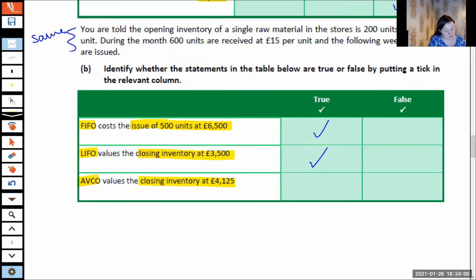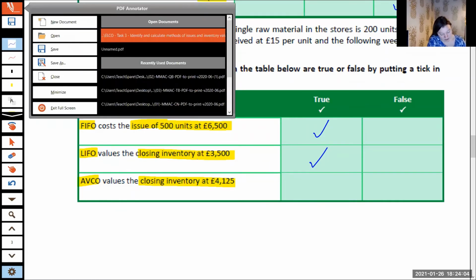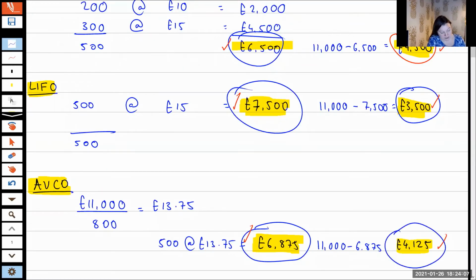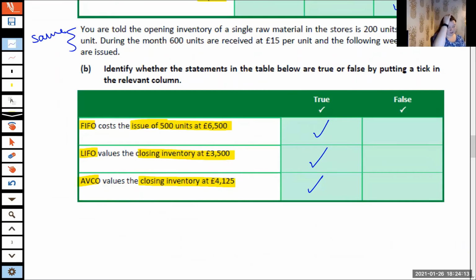And lastly, AVCO values the closing inventory at 4,125. Let's have a little look here. AVCO valued the closing inventory at 4,125. That is also true. So three trues there. And that is the end of that task.